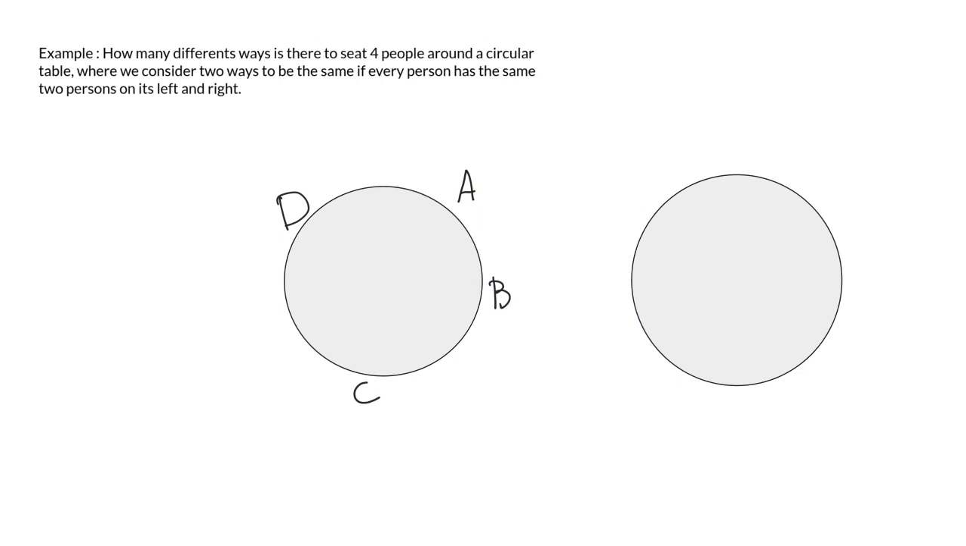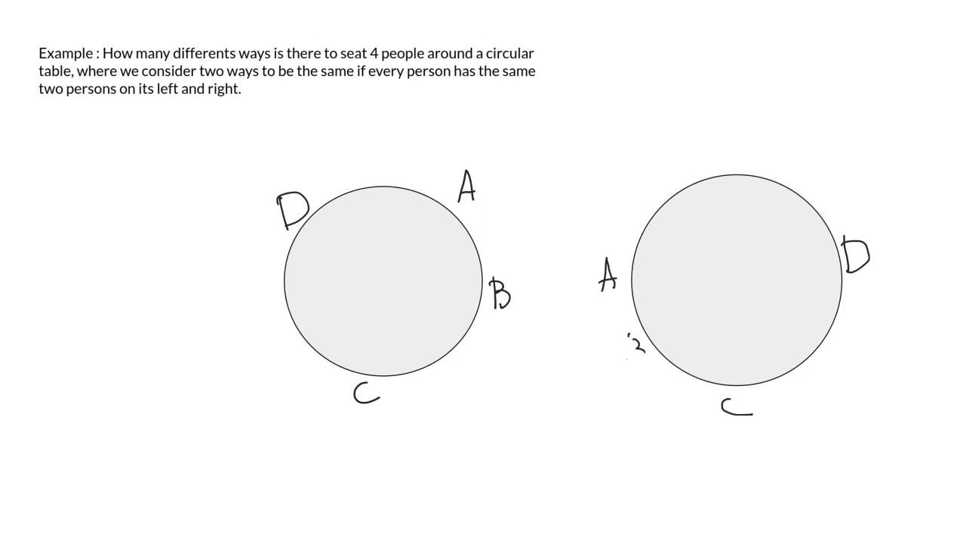And I will now put A here, and I put B here, and I put C here, and I put D here. These two are now different from each other because A here has B to its left, whereas here B appears to the right of A. So these two configurations are different.